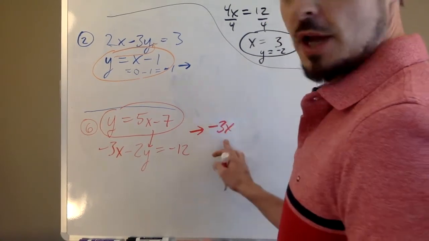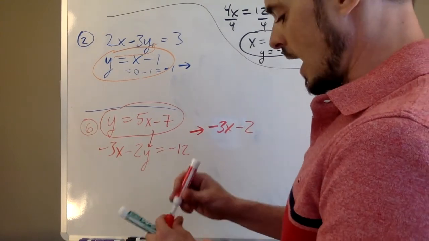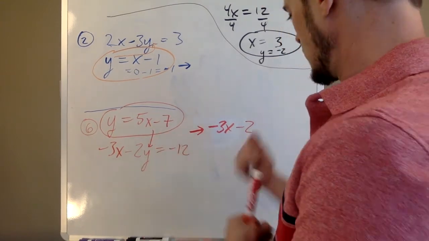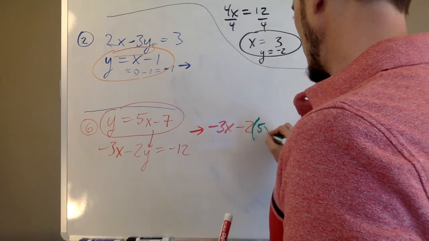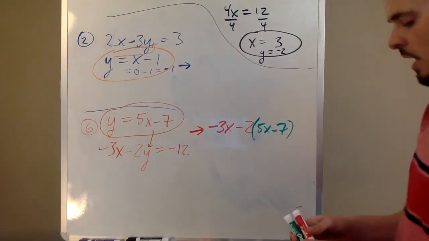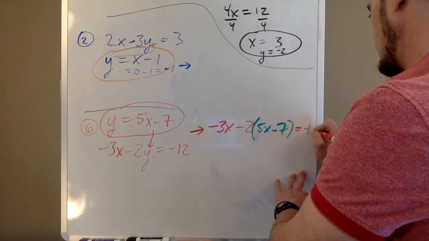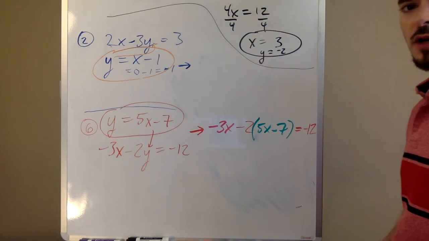I get negative 3x still. I get minus 2y. But wait a minute, I know y is this. Let's use green to show we're substituting in. Here. And all this still equals negative 12. I think I can fit that in here. There we go, negative 12.